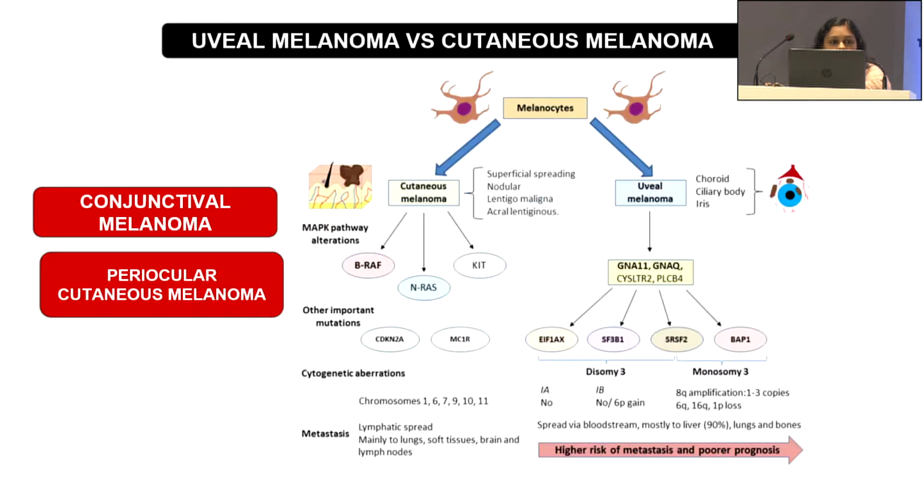Uveal melanoma behaves distinctly as far as genetics is concerned from cutaneous melanoma or conjunctival melanoma. Here you can see in cutaneous or conjunctival melanoma, the main mutations are BRAF, NRAS, or c-KIT, and they do not have the definite chromosomal alterations as in uveal melanoma. And that is the reason why we have effective treatment for metastatic cutaneous melanomas like PD-L1 inhibitors or PD-1 inhibitors, and unfortunately, because of the genetic difference, we are not able to translate it to metastatic uveal melanoma.